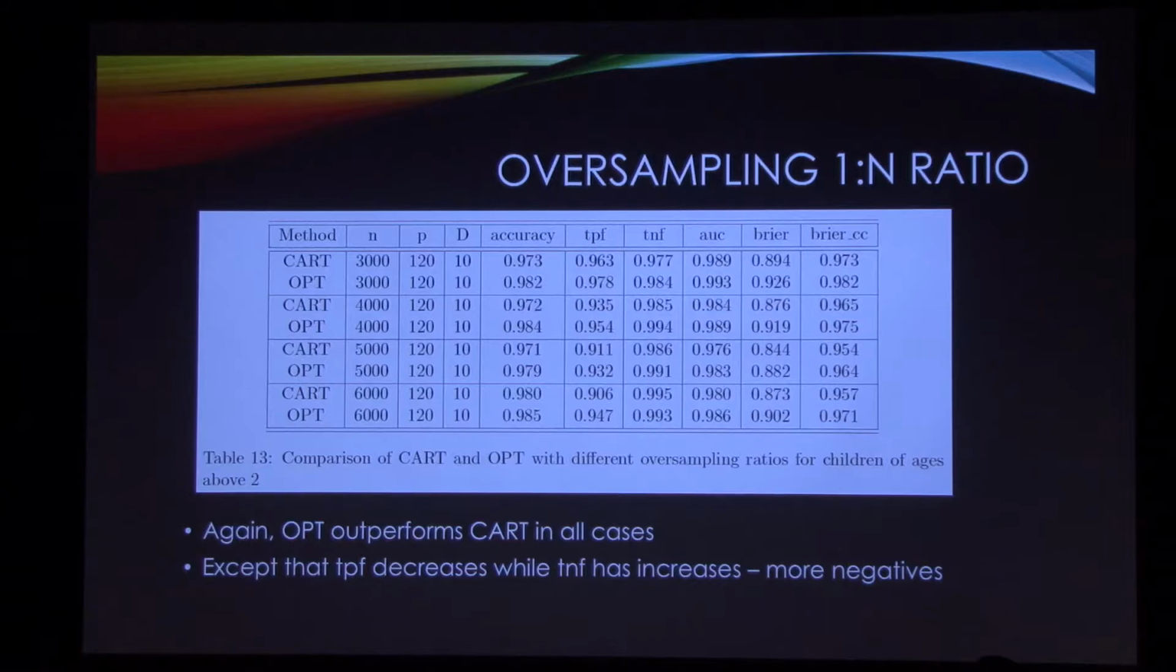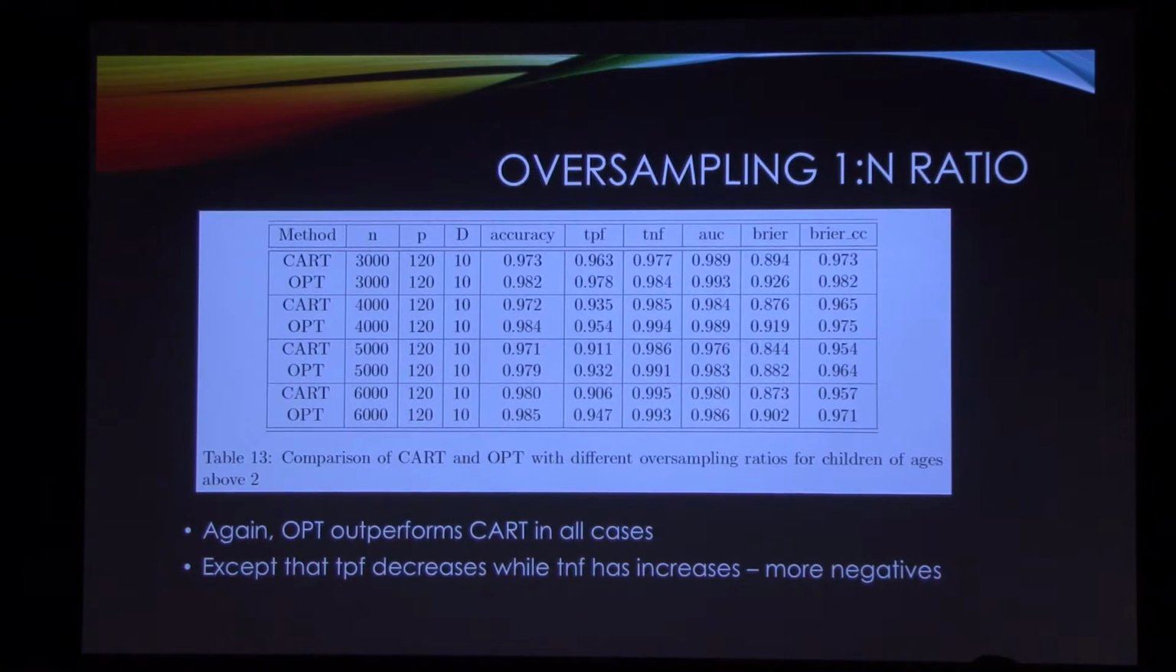Here's a picture of oversampling with a 1:n ratio. In the first case, the 3,000, we had 1,000 patients that were high risk and 2,000 that were low risk, and so on. Again, our method outperforms CART in all cases. However, the true positive fraction actually decreases slightly, while the true negative fraction increases.